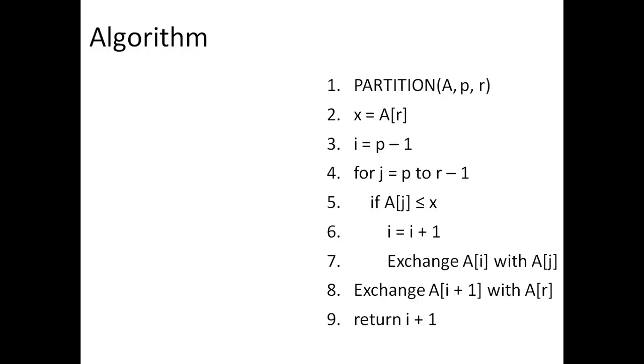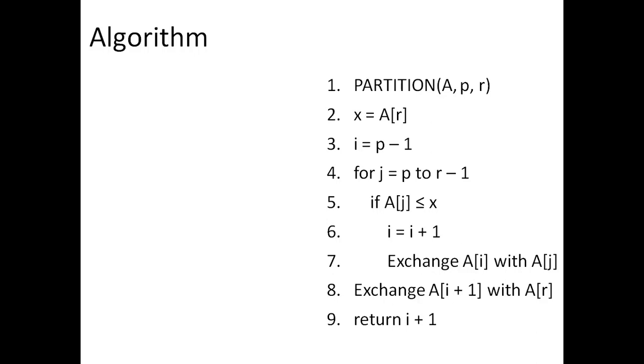So the element at position A[R] will be treated as the pivot element, and it is stored in a variable X here. The variable J is used to traverse the array, as you can observe at line number 4. And lastly, variable I is used to mark the boundary between the elements which are lesser than and greater than the pivot element. And the variable I is initialized to P minus 1 at line number 3.